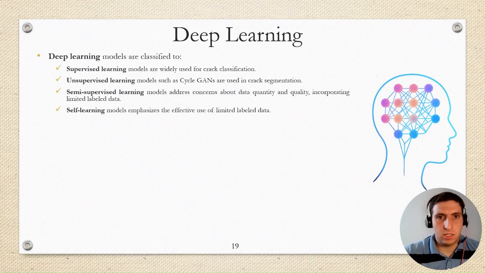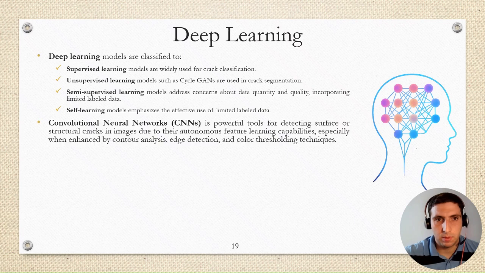Deep learning models are classified into supervised learning models, unsupervised learning models, semi-supervised learning models, and self-supervised learning models. Supervised learning models are widely used for crack classification. Unsupervised learning models, such as cyclic GANs, are used in crack segmentation. Semi-supervised learning models address concerns about data quantity and quality, incorporating limited labeled data. Self-supervised learning models emphasize the effective use of limited labeled data.